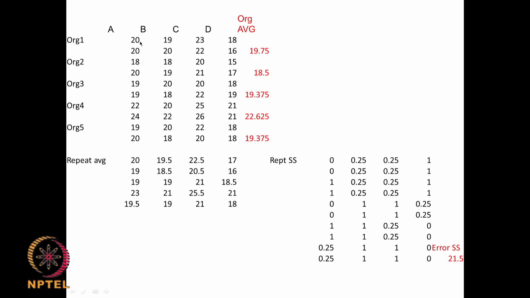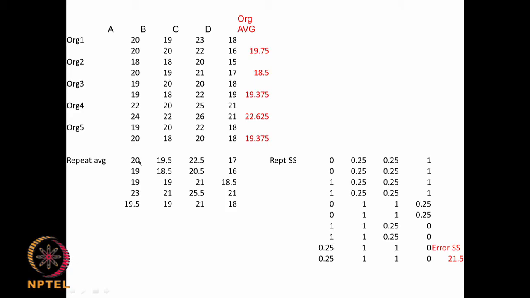If I take the average, 20, 20 is 20; 18, 20 is 19, okay, and then 19, 19 is 19; 22, 24 is 23; 19, 20 is 19.5. Similarly here 19, 20 is 19.5, okay. So you will get 5 data sets, okay. These are the average of each one of these groups.